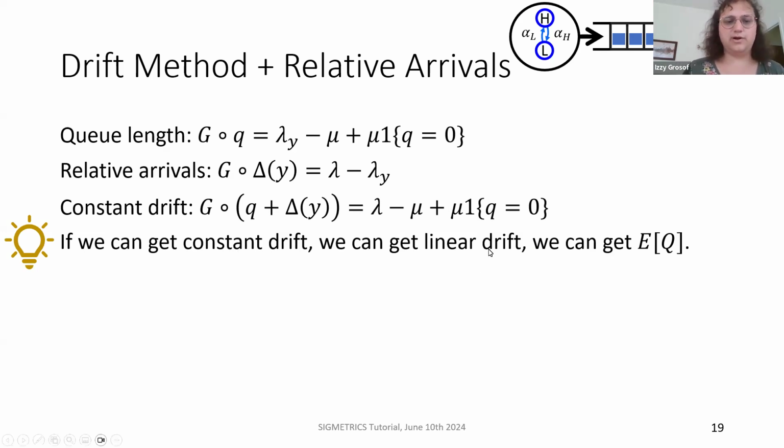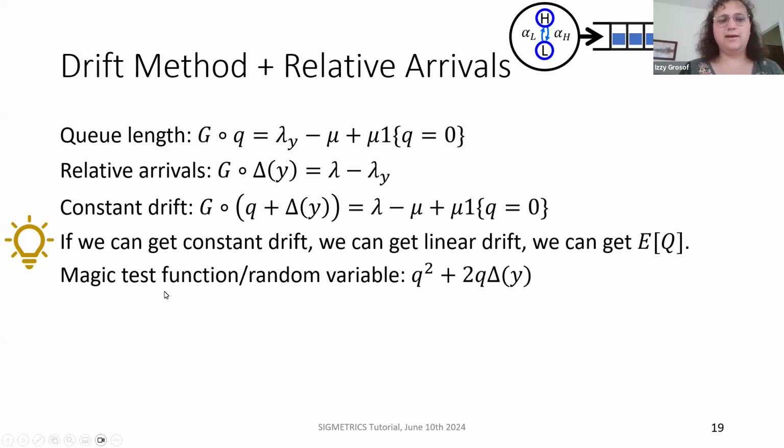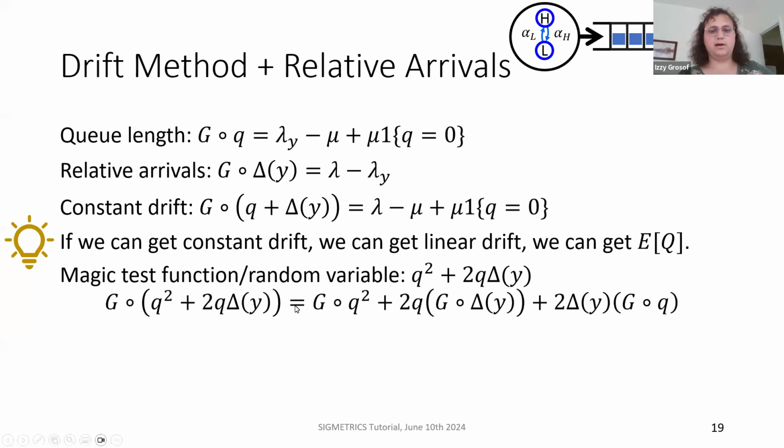So to get our linear drift, I've said magic test function here, but really it comes from just squaring our constant drift and then getting rid of a term we're not going to use. So we have the Q length squared plus this compensation term of 2Q and the relative arrivals. If we calculate the drift of this function, it just involves calculating the drift of the Q length squared, like we did earlier, twice the Q length times the drift of delta y, and twice the relative arrivals times the drift of Q.